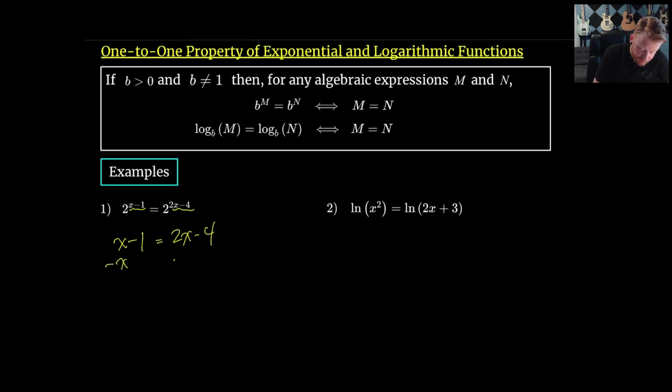We can subtract x from both sides. We can add 4 to both sides. What do we get here? That cancels. This gives us 3. And this gives us just x on this side. So we get x equals 3.